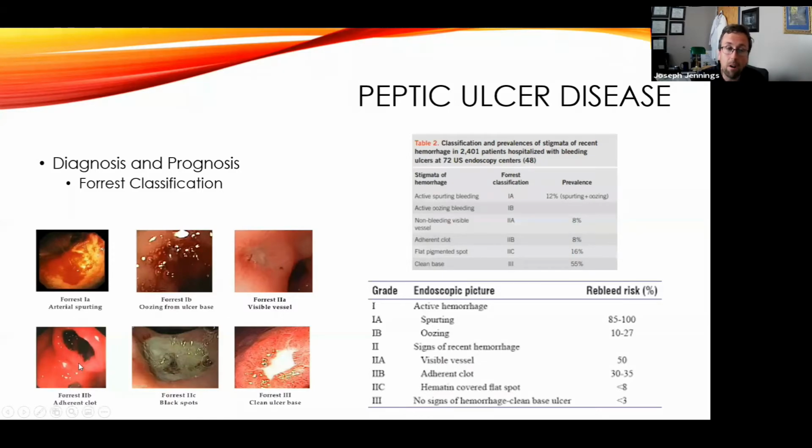Adherent clots are the gray zone, where underneath that clot could be one of these, or it could be the low risk stigmata, or it could be one of the higher risk stigmata. So depending on where the clot is and lots of factors about the patient, we might ultimately decide.